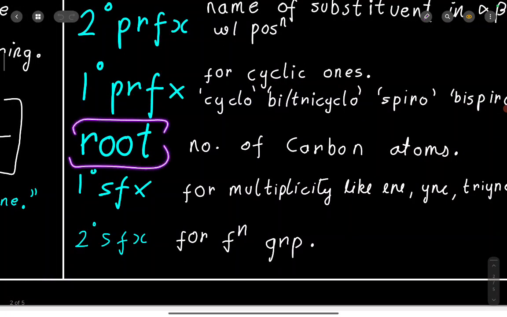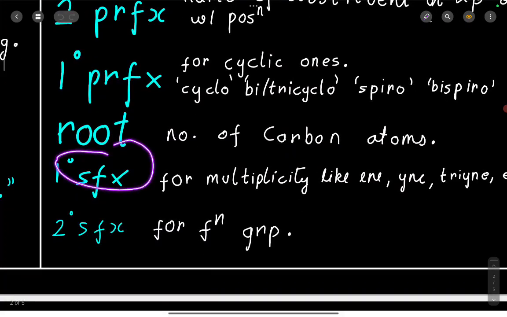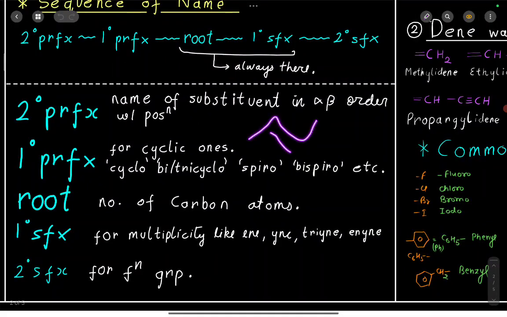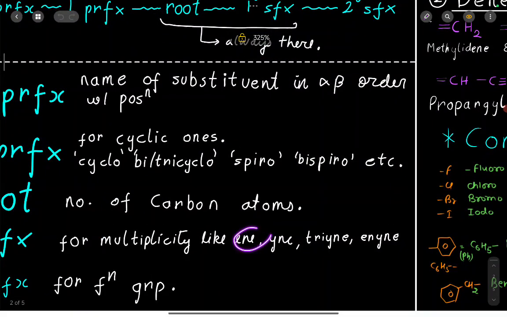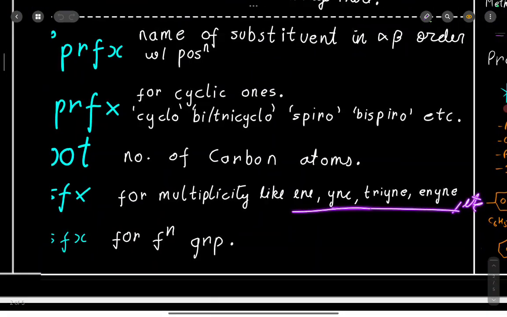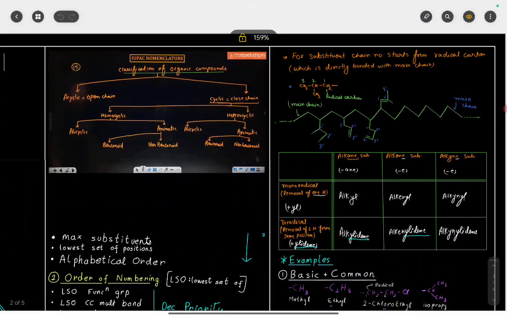Root is basically the number of carbon atoms in the parent chain. The 1-degree suffix is for multiplicity. For example, if the parent chain has multiple bonds, we use ene, yne, diene, triene, enyne to show the position of those double bonds. There are of course more suffixes, but these are the basic ones. And the 2-degree suffix is used for the functional group.